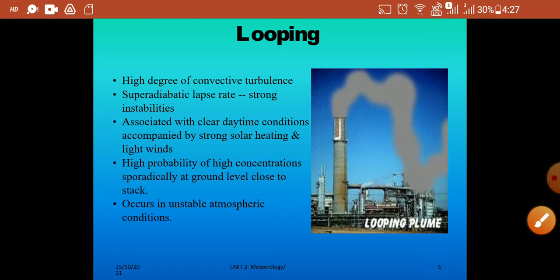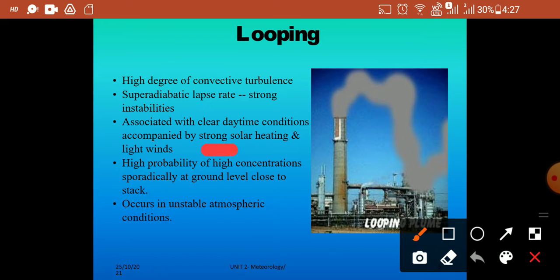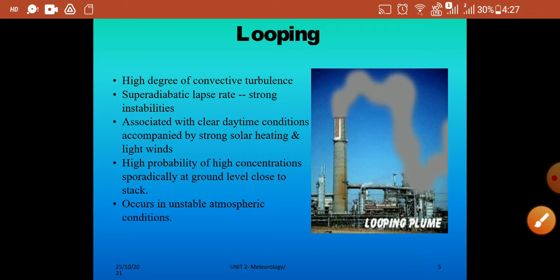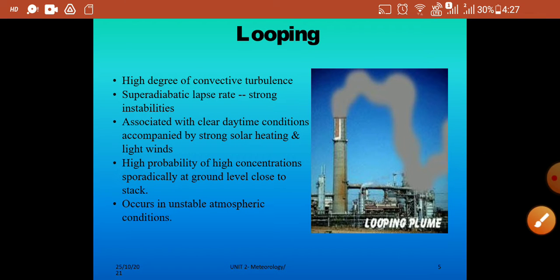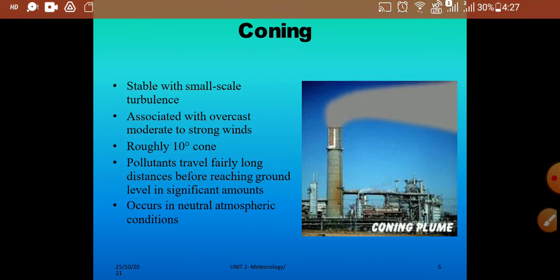The next point is that it is associated with clear daytime conditions and accompanied by strong solar heating and light winds. The third point is a high probability of high concentrations at ground level close to the stack. So here the concentration will be high at the ground level. The last one is that it occurs in unstable atmospheric conditions.